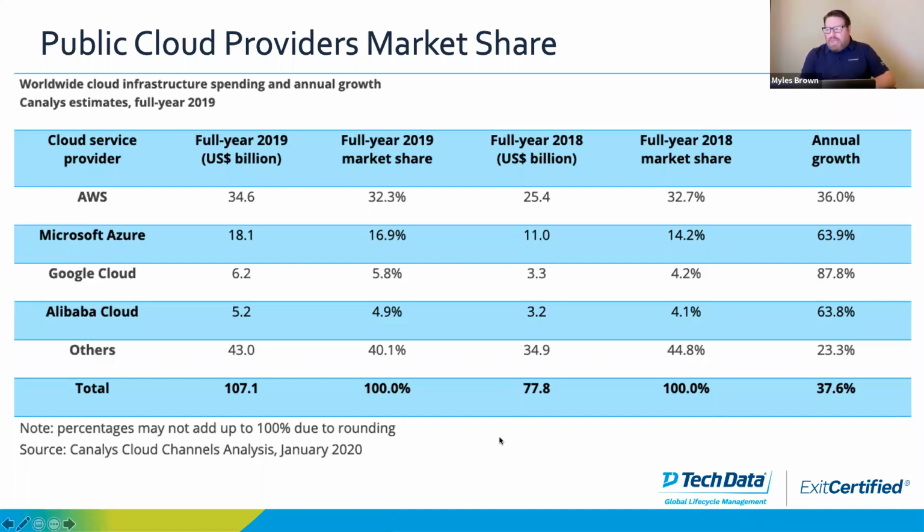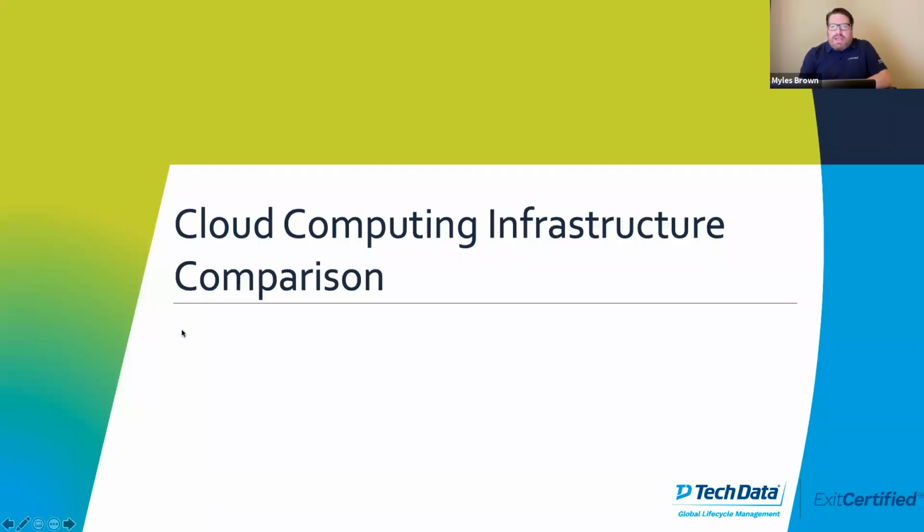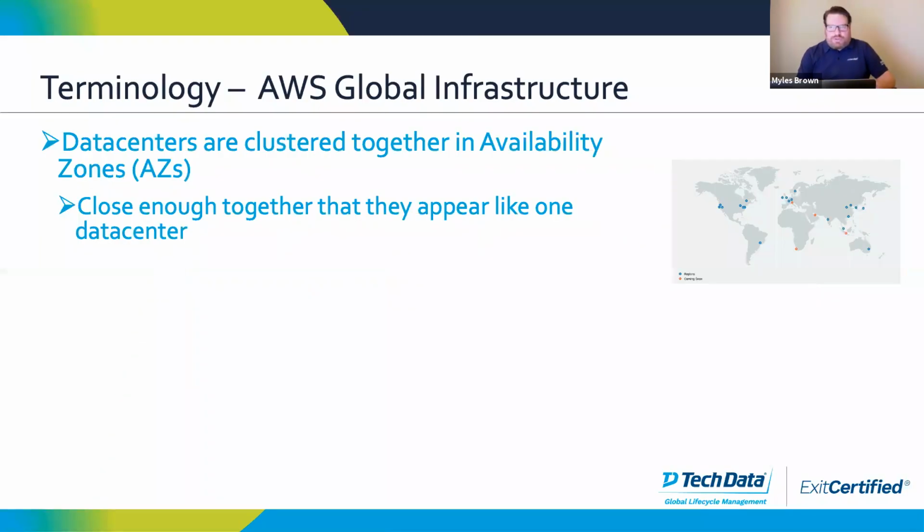Okay. All right, so that's a little bit about market share. You can easily go and find this if you just look up Canalys, cloud market share or something like that. So let's talk a little bit about the big three, right? We'll start with AWS, then we'll look at Azure, then we'll look at Google Cloud. And we'll start first with the global infrastructure.